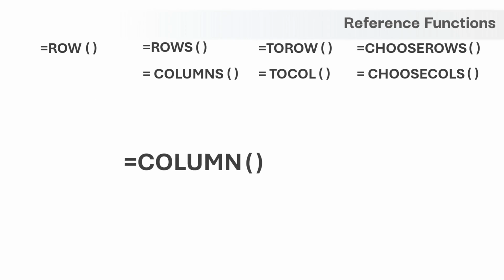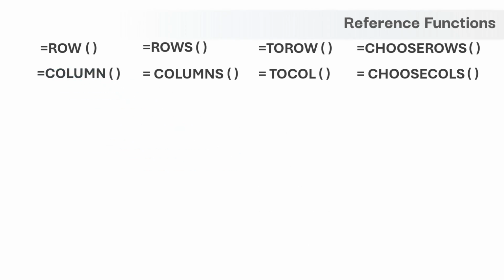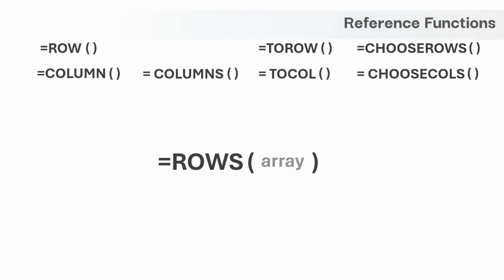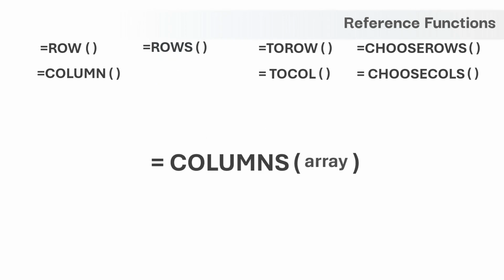The next function is COLUMN, and it is the same as the ROW function, just that it returns the column number in Excel based upon the input provided. The next function is ROWS, and it has only one mandatory argument. As the name itself says, this function is the plural form of the previous ROW function, and it is used to identify how many rows are available in a given input array. The next function is COLUMNS.